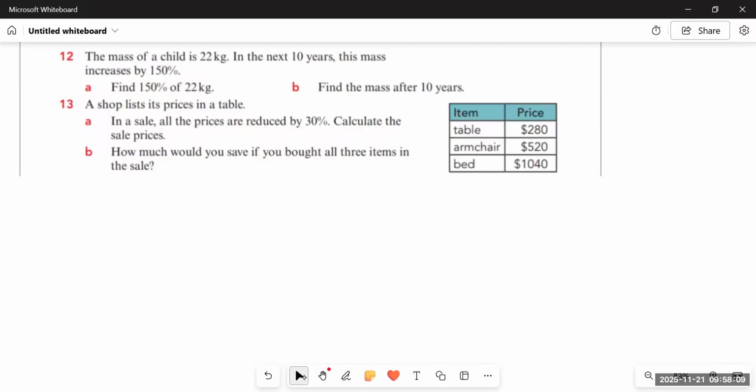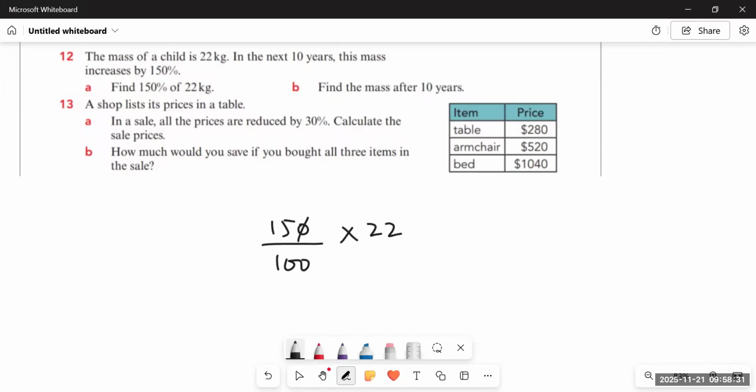Here comes question number 12, which says the mass of a child is 22 kgs. In the next 10 years, this mass increases by 150%. If the mass will increase by 150%, we have to calculate 150% of 22. How are we supposed to do that? It is 150 upon 100 multiplied by 22. 0 cuts 0. Then we are left with 15 into 22. So we can say that 5 threes are 15 and 5 twos are 10.